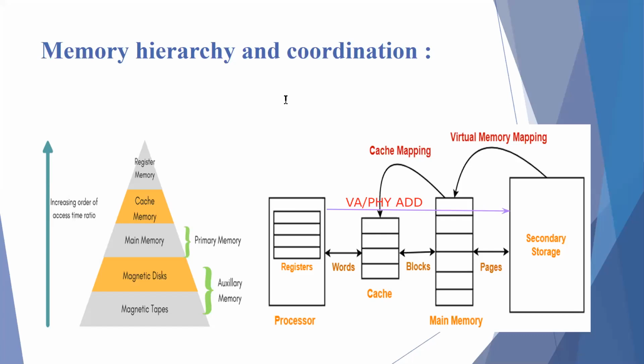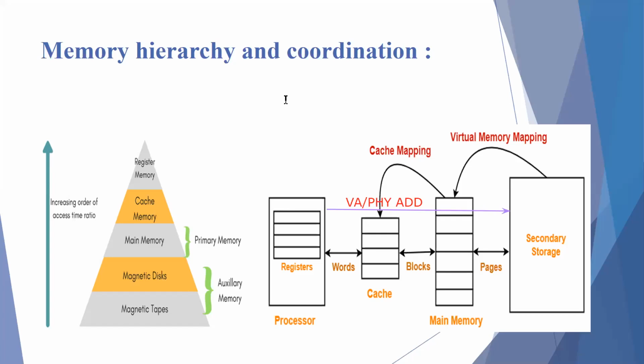Ma'am, the virtual address has bits according to the capacity of the secondary memory. Right. And the physical address has bits according to the size of the main memory. Very good. And now you will tell me one thing, can any address that comes from the processor be a virtual address or physical address?